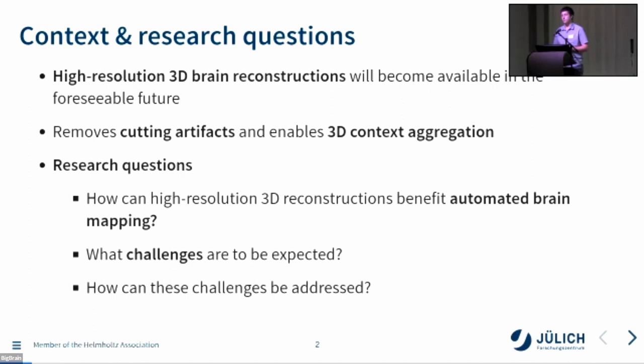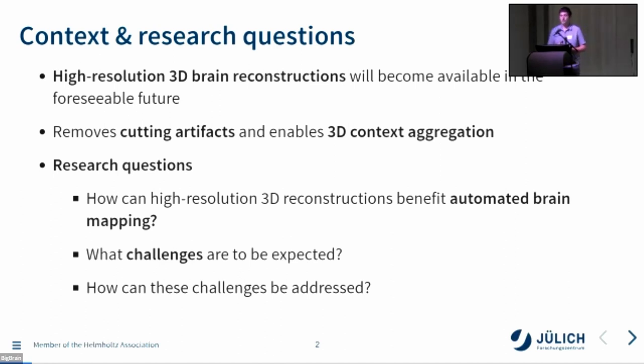The main idea of this project was to see how we can make use of these one micron reconstructions, so one micron isotropic resolution. Why is this helpful? One immediate benefit that we could expect is that it removes any dependence on what I call cutting artifacts. When you cut a brain, you can't always maintain the perfect cutting angle that you would need for cytoarchitecture identification. Having 3D completely circumvents this problem, and it also allows us to include 3D context in the classification. In this project, as I said, it's more exploratory, so we wanted to have a look at what challenges we can expect, and of course there are challenges. Otherwise, I wouldn't be giving this talk today.